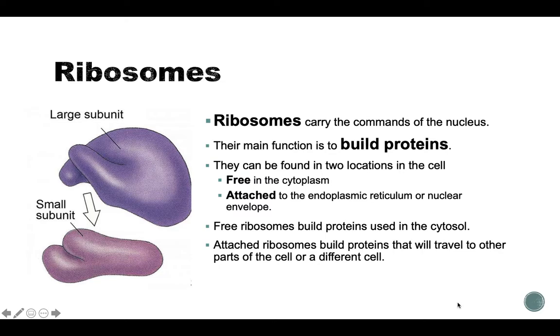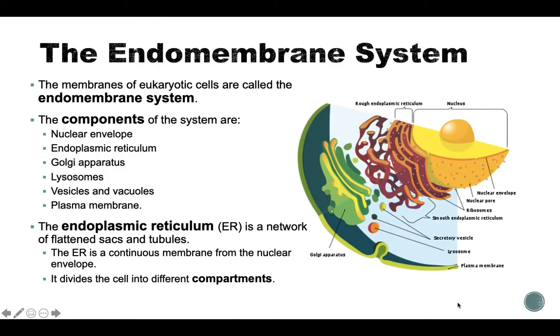The free ribosomes build proteins used in the cytosol, which is the liquid substance in the cytoplasm, and the attached ribosomes build proteins that eventually will travel to different parts of the cell, either to be excreted outside the cell or to be modified for a specific function. So ribosomes are very important due to the fact that they build proteins. And proteins are fundamental little things necessary for life to happen in organisms like humans. Now let's talk about the endomembrane system, which is a series of compartments that I can find in eukaryotic cells.